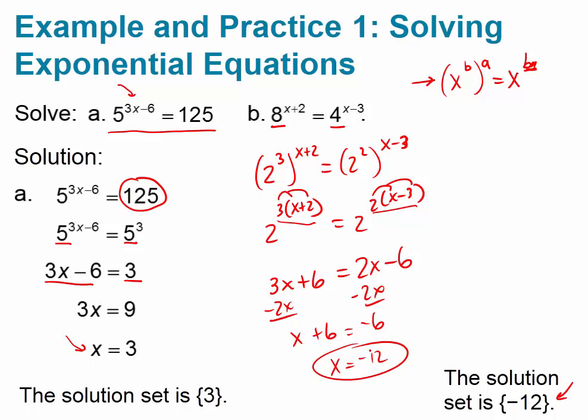All right, and let's check this out. So if I plug this guy back in up here, I would have 8 to the negative 12 plus 2, which would be the negative 10th power, is then equal to 4 to the negative 12 minus 3. That'd be negative 15. 4 to the negative 15th power. And if we calculate that out, we will see that that checks.